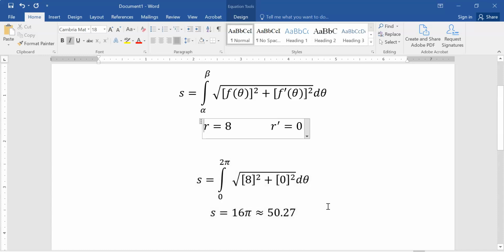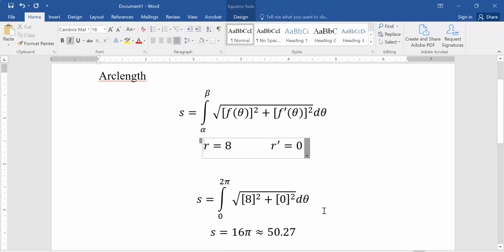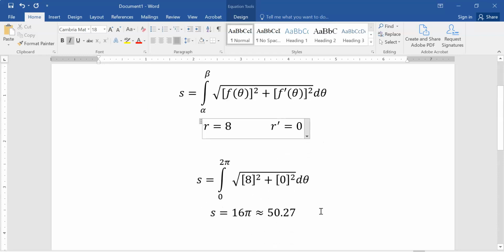Now, this is the calculus way of understanding one of the geometric formulas that we had. What is r equals 8? Well, r equals 8 is simply a circle of radius 8. If we go from 0 to 2 pi, that is a circle of radius 8 traveled all the way around the edge of the circle from one side all the way back to the original point we started at.